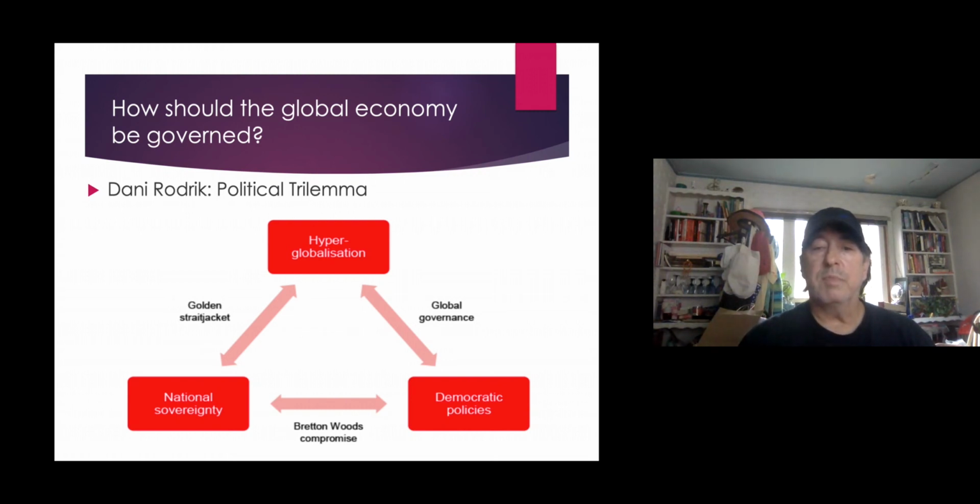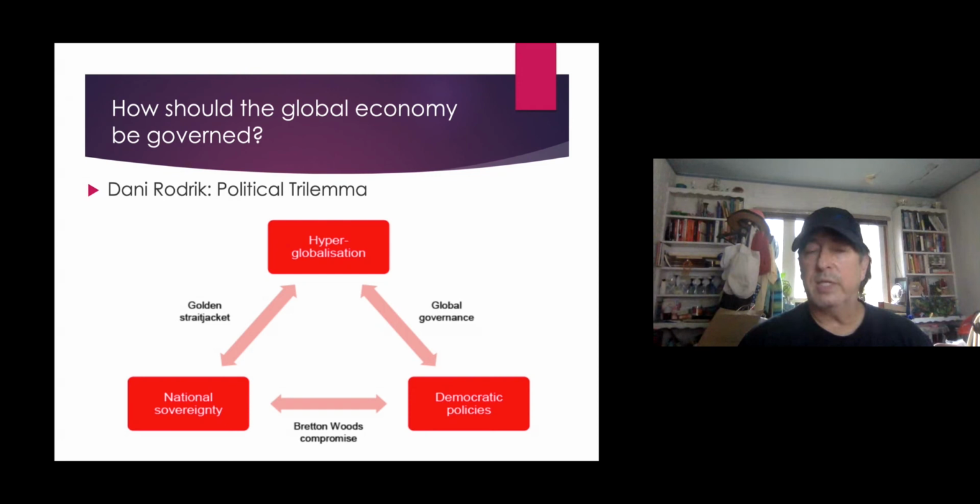So let's look at this interesting diagram based upon the work of a Harvard economist, Dani Rodrik. It's called the Political Trilemma. And basically, Rodrik says that there are three things that are desirable. One is to have deep economic integration so that countries really do fully take advantage of the idea of comparative advantage, and that leads to maximum efficiency and raises incomes around the world.